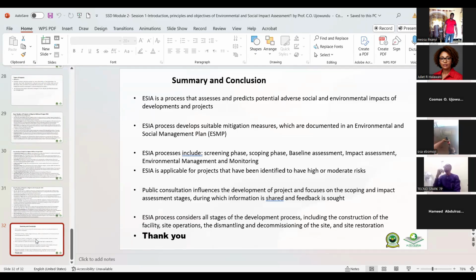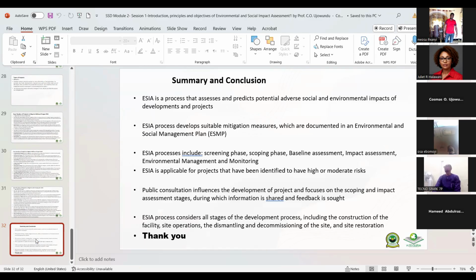So in summary, CE-sPESS is a process that assesses and predicts potential adverse social and environmental impacts of development projects. The CE-sPESS process develops suitable mitigation measures which are documented in an ESMP. The process includes the screening, the scoping, the baseline, impact assessment, the environmental management, and monitoring. It is applicable for projects that have high to moderate risk.